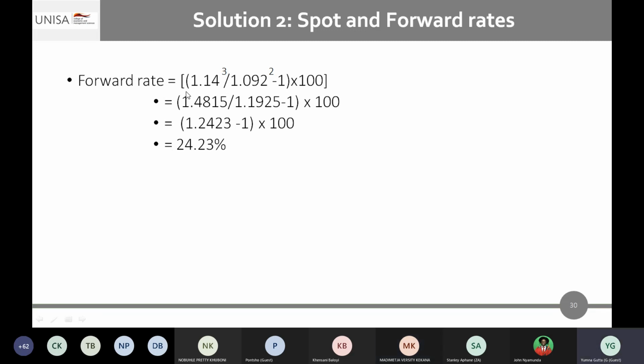So if we look at the first question, it was between year three and year two. The year three spot rate was 14%. The year two spot rate was 9.2%. So we say 1.14 to the power 3. I hope everyone's okay to get this answer with the calculator. And then we say 1.092 squared at the bottom. Then you divide the two and then you subtract 1, because we work with BODMAS. We first do division before we do subtraction. Once you've divided, you'll get 1.2423, minus 1, 24.23, which most of you got.